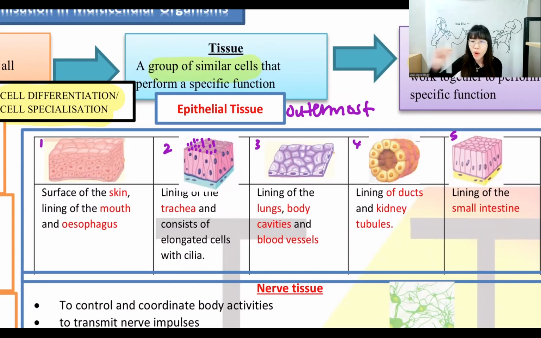Number 3 is only 1 layer. When you see 1 layer, it can only be found in lungs, body cavity, or blood vessel. What does body cavity mean?